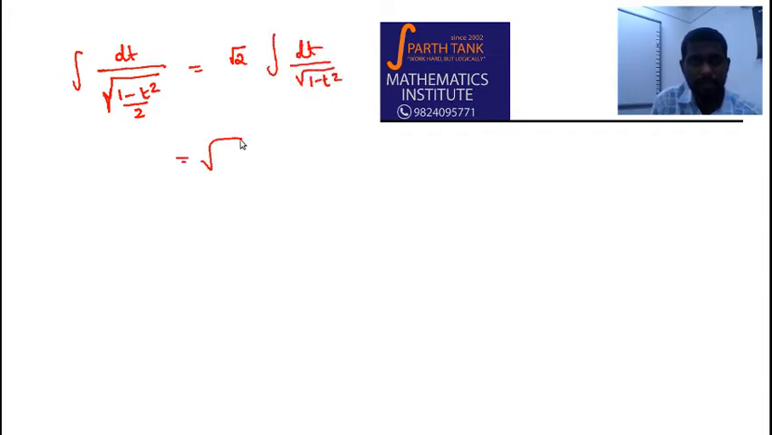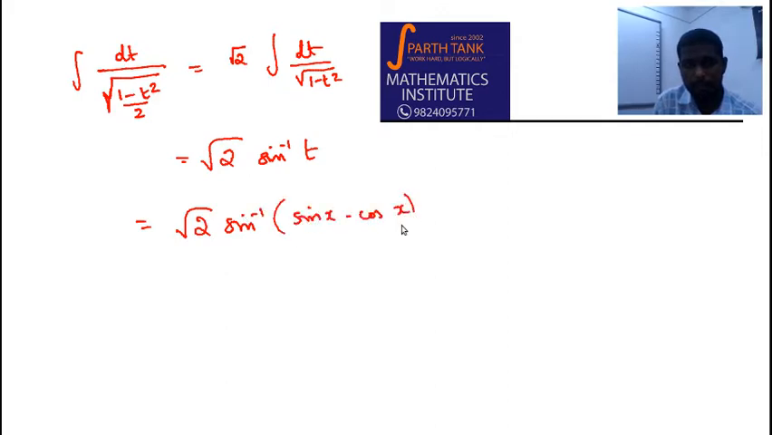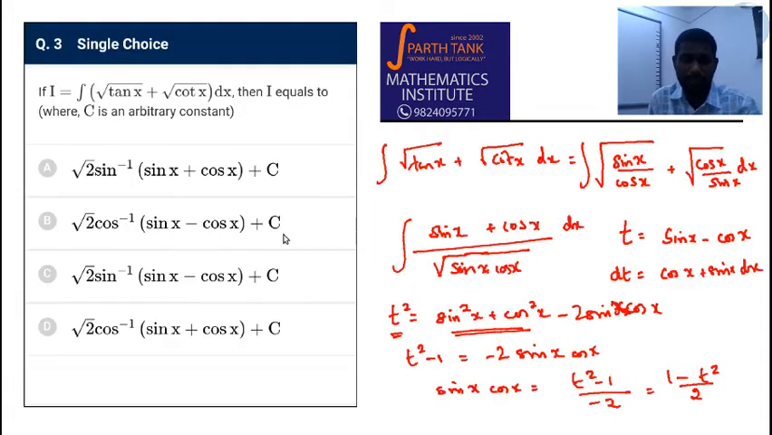This is nothing but sin inverse of t, standard formula. And we know that t again is sin x minus cos x. So square root of 2 sin inverse of sin x minus cos x, option C. Okay, very simple. The substitution is t is sin x minus cos x, and get the sin x cos x also in terms of t.